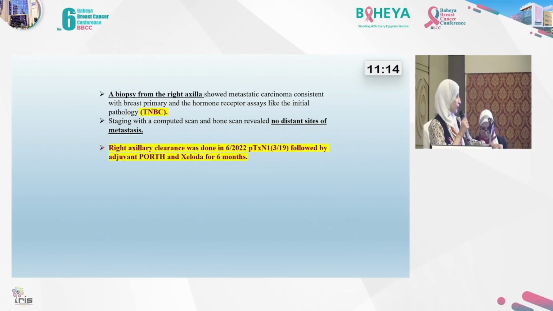After the biopsy was taken, it showed that the axillary lymph node was triple negative, like the initial left breast cancer. After the staging was negative, she was planned for right axillary clearance, which was done in June 2022 and was pathologically N1, with 3 out of 19 lymph nodes positive. She was then followed with adjuvant post-operative radiotherapy and Xeloda for 8 cycles.